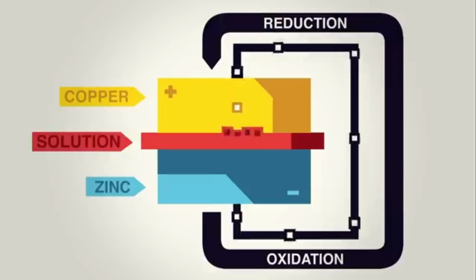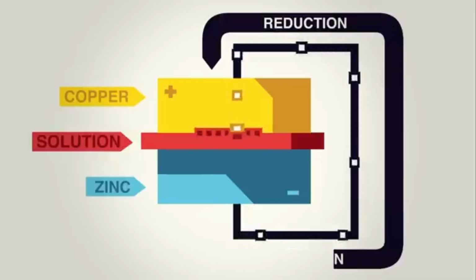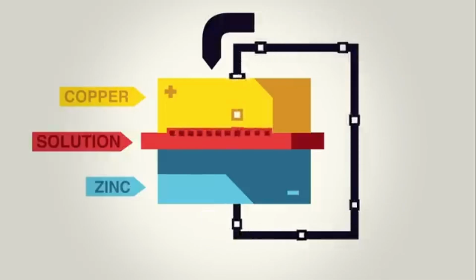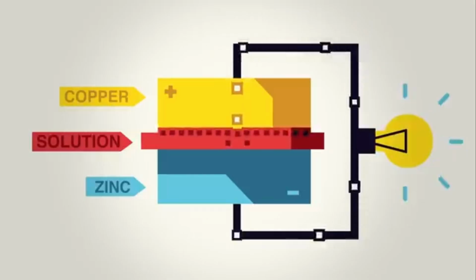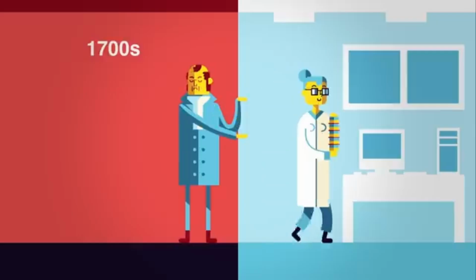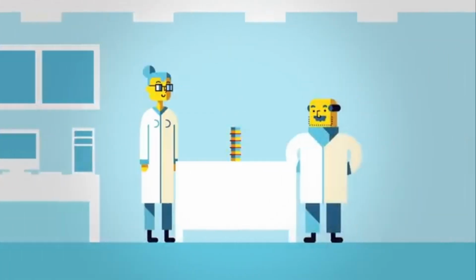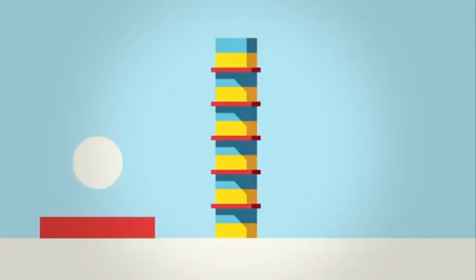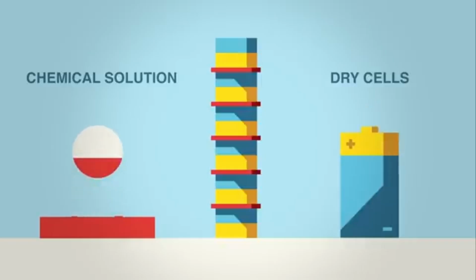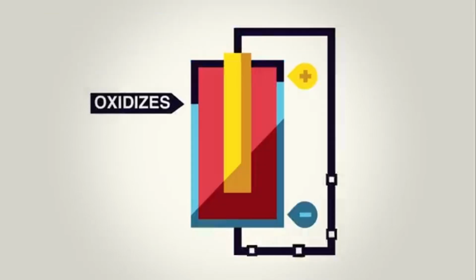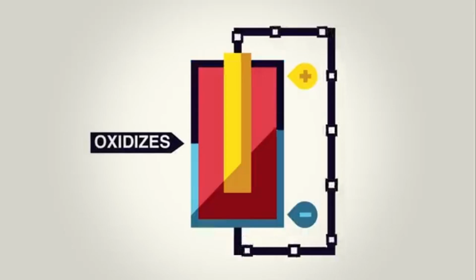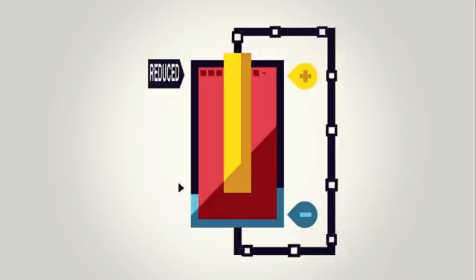This oxidation-reduction cycle creates a flow of electrons between two substances, and if you hook a light bulb or vacuum cleaner up between the two, you'll give it power. Since the 1700s, scientists have improved on Volta's design. They've replaced the chemical solution with dry cells filled with chemical paste. But the principle is the same. A metal oxidizes, sending electrons to do some work before they are regained by a substance being reduced.